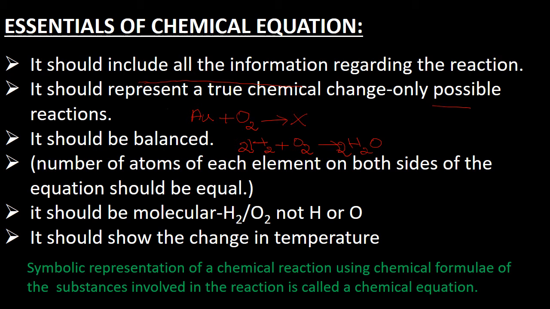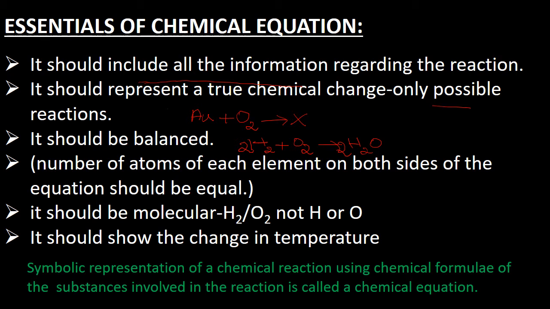It should be molecular always. Just look at this. I wrote H2. You should not write H or O. H is the symbol of hydrogen, but it is the atomic form. The molecular form is H2, so you have to mention H2. And it should show the change in temperature. If a change in temperature is observed in the chemical reaction, then you have to mention that.